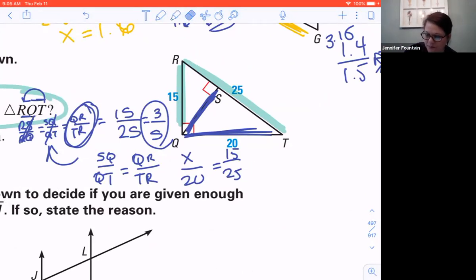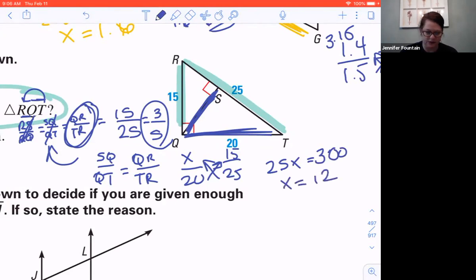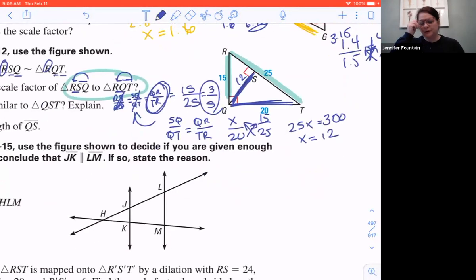So here, I've got 25x is equal to 20 times 15, which is going to be what, 300? And so 300 divided by 25 is 12. So QS is 12.